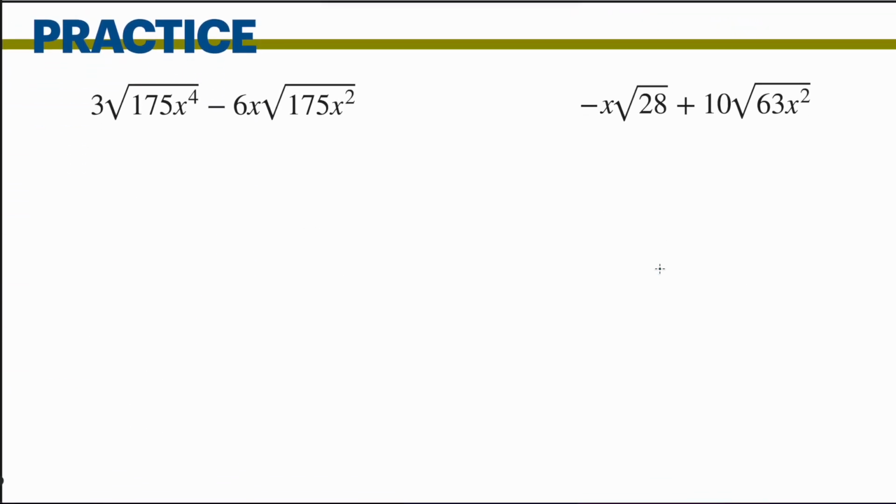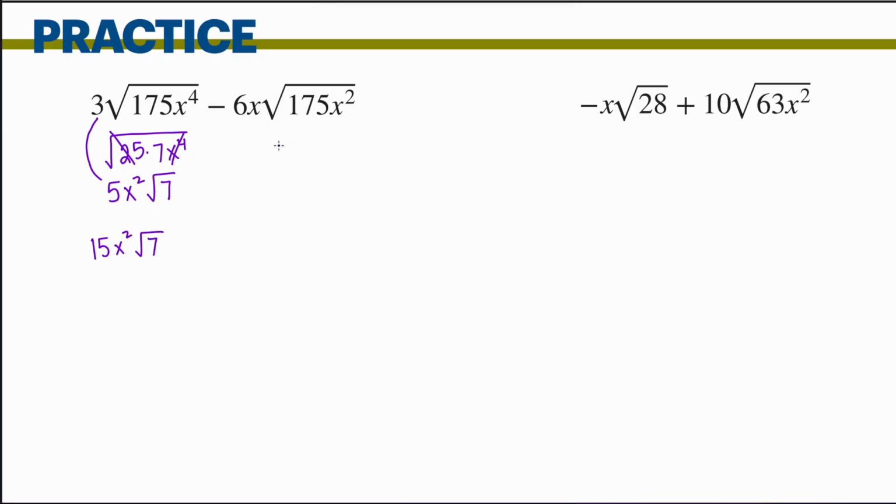And last, 175 is going to be 25 times 7 and x to the fourth. The square root of 25 is 5. X to the fourth is x squared. And then I'm left with a square root of 7. Any whole numbers in front can multiply. So 3 times 5 will give me 15 x squared and the square root of 7.